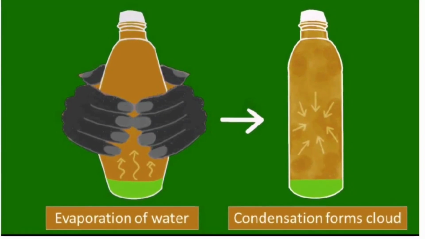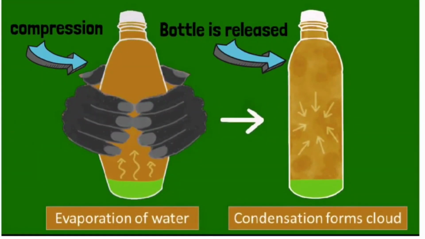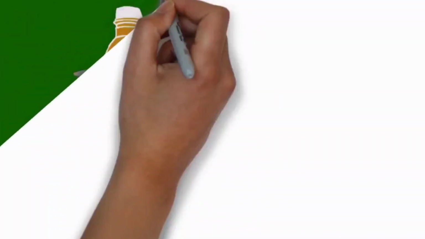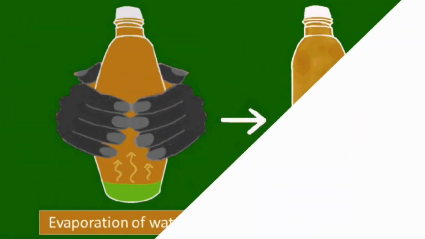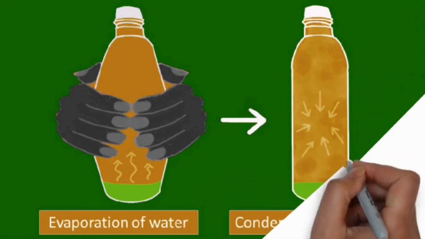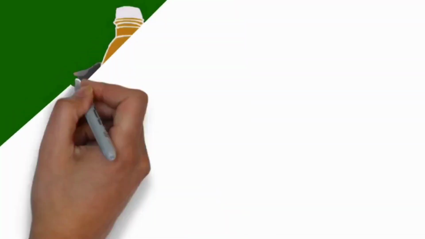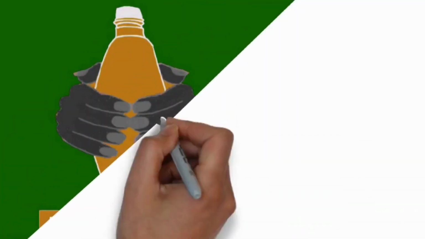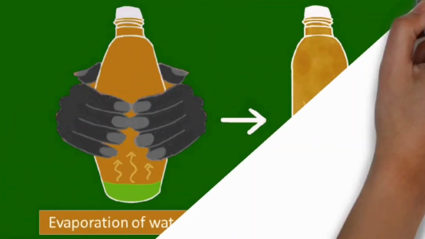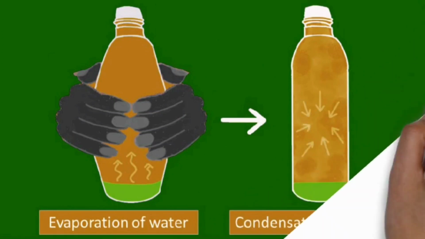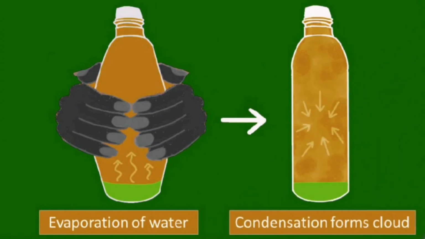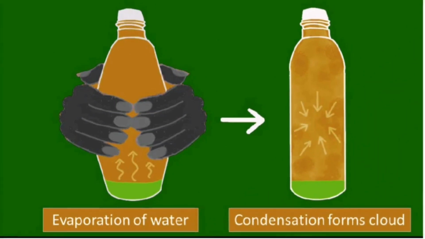Now, when you release your hand from the bottle, the air inside the bottle rapidly expands, causing the pressure and temperature to decrease. This decrease in temperature can cause the water vapor to start condensing into visible droplets, which is what forms the cloud. So in the bottle experiment, adiabatic cooling is the key process that causes the water vapor inside the bottle to condense and form a visible cloud.